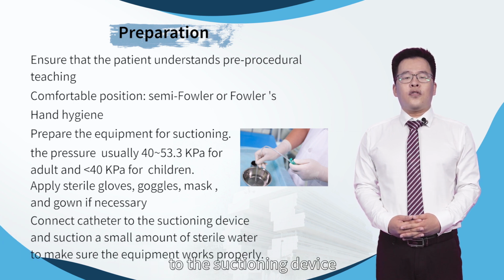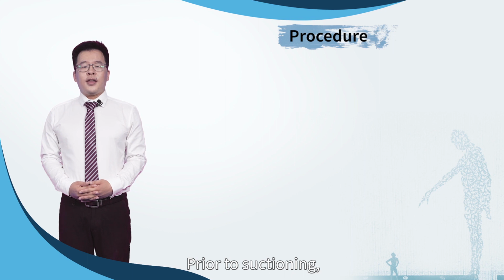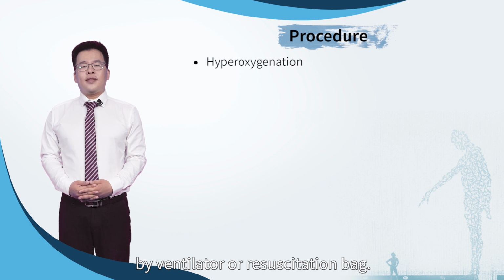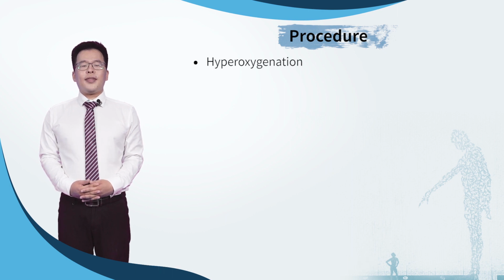Connect the catheter to the suctioning device and suction a small amount of sterile water to make sure the equipment works properly. Prior to suctioning, hyperoxygenate the patient for at least 30 seconds by ventilator or resuscitation bag. This is done to prevent a decrease in arterial oxygen levels during suctioning.